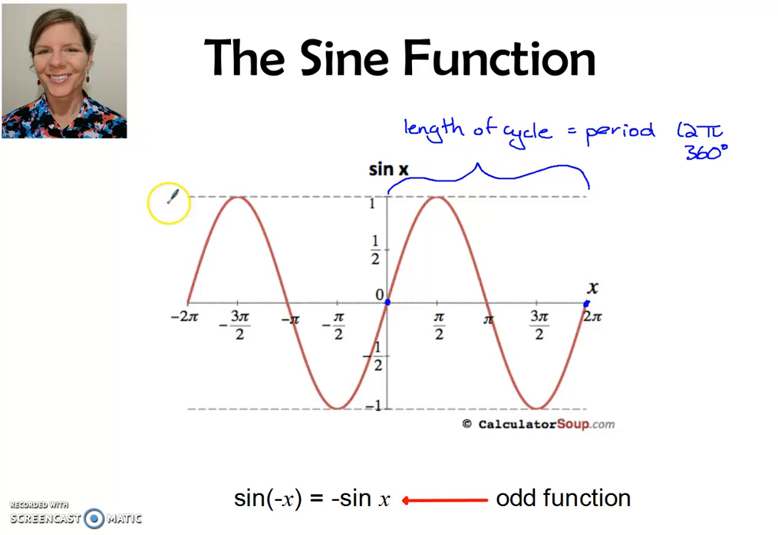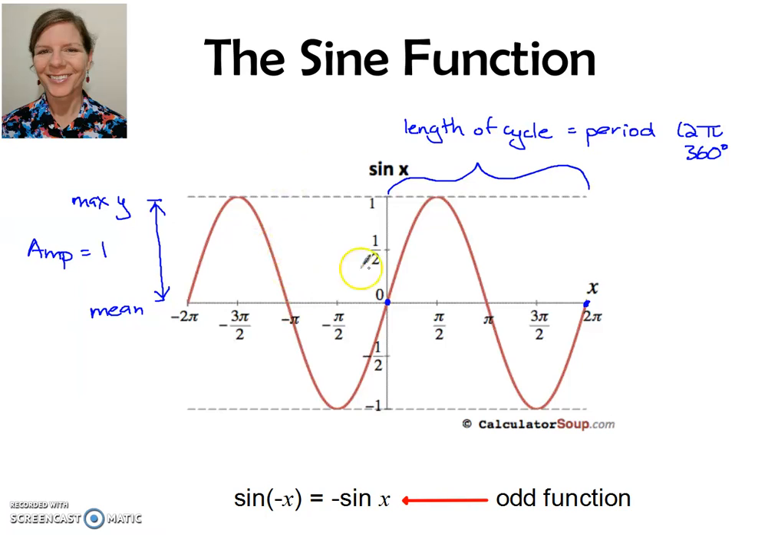Okay, the amplitude is this distance here. So the distance from the mean value, which in this case is at 0, up to the maximum y value, which is 1 here, max y. So amplitude equals 1.